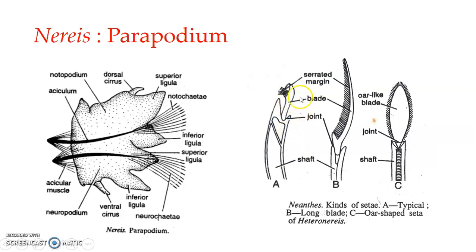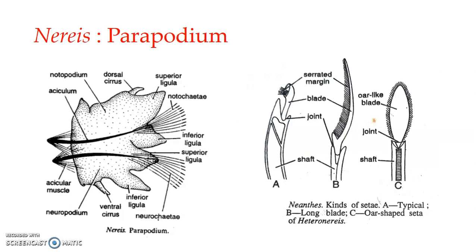One over here, you can see, is the long bladed one. Here it is a very long blade, isn't it? It has a very small shaft and a long, slender, straight and pointed blade with one edge serrated. This is a serrated margin. So this is known as the long blade type of setae.